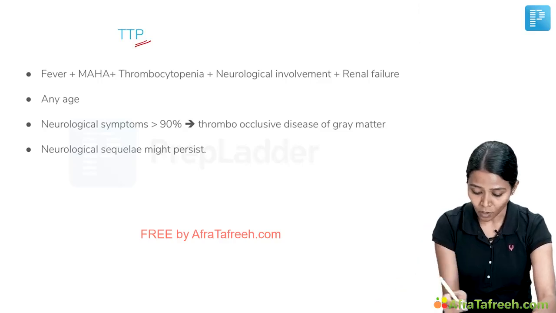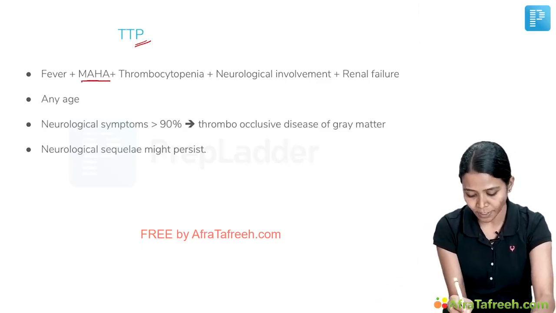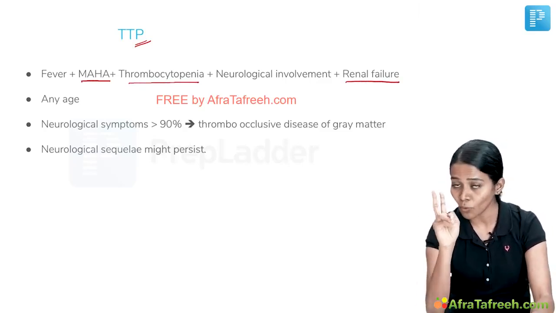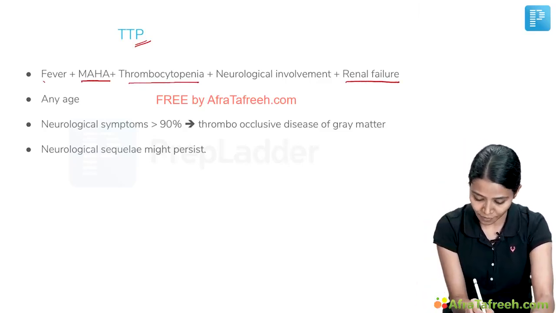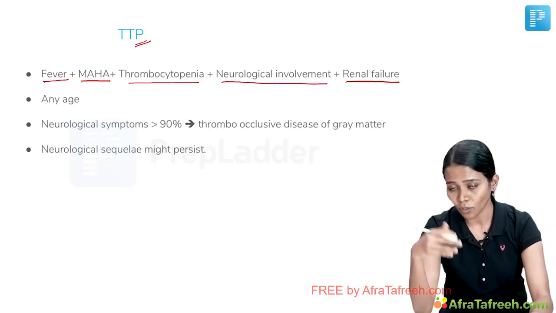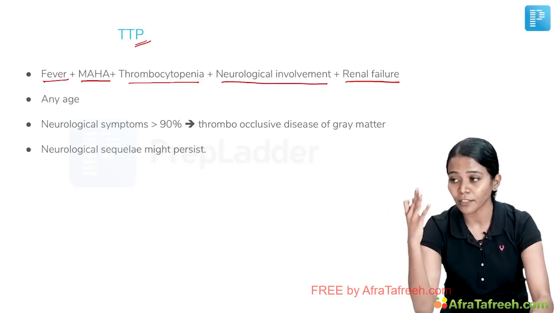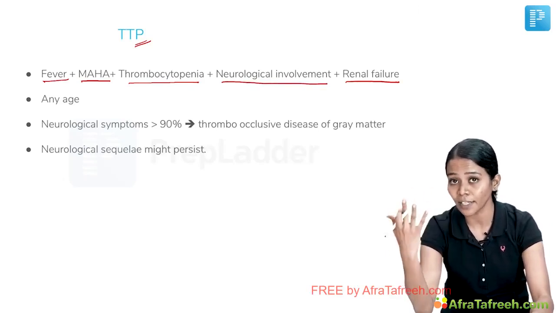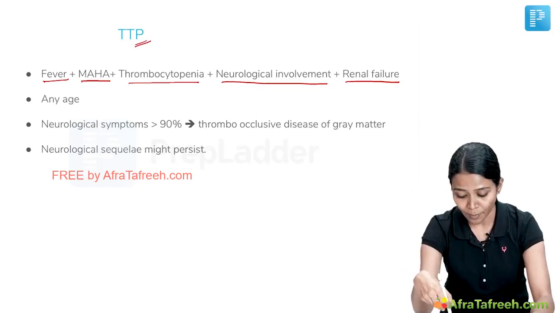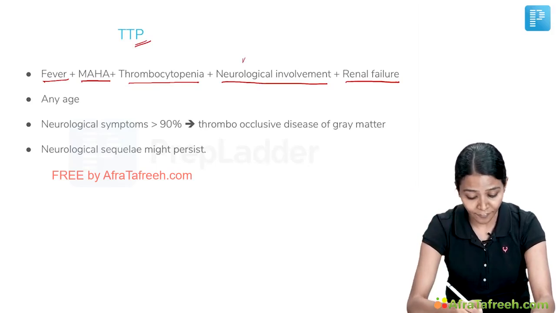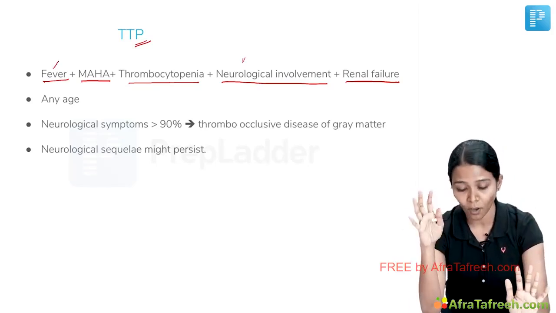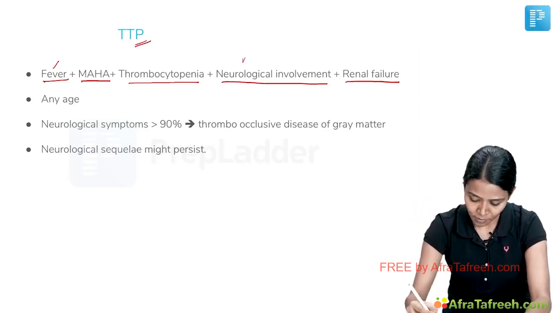That is, along with microangiopathic hemolytic anemia, thrombocytopenia and renal failure, there are two additional involvements, that is fever and neurological involvement. In fact, in thrombotic thrombocytopenic purpura, the kidney involvement is lesser, brain involvement is more. Okay, so neurological involvement is a very important feature of TTP, and fever also occurs. So this is called the pentad of TTP.